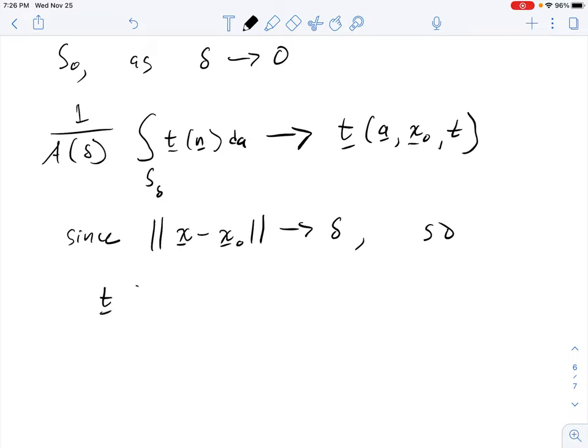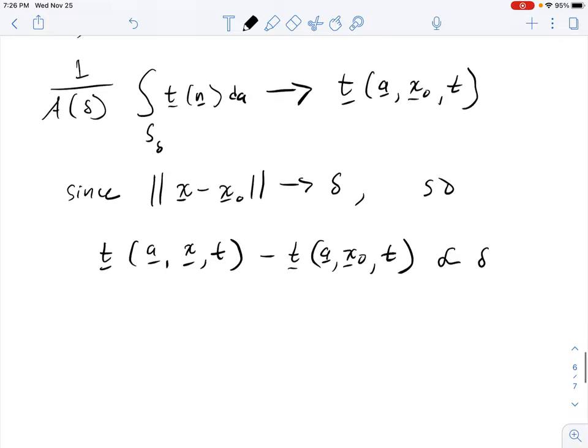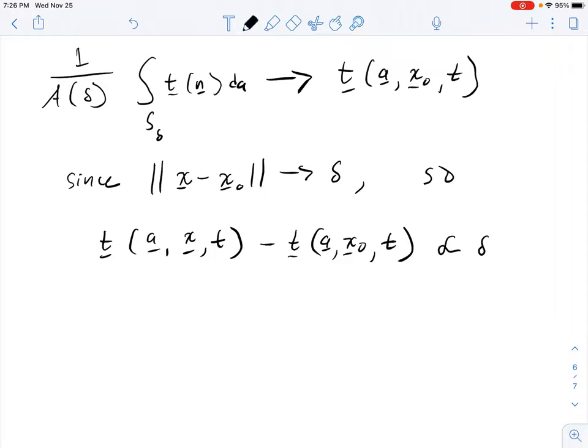So t_A(x) minus t_A(x naught) becomes proportional to delta, since it's the gradient times that.